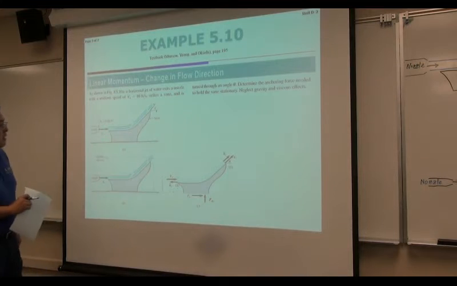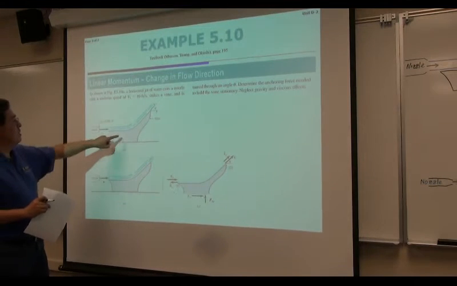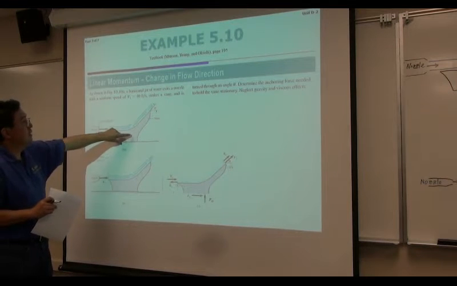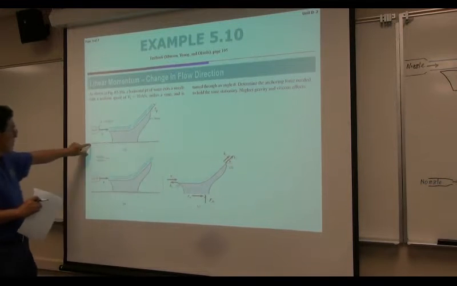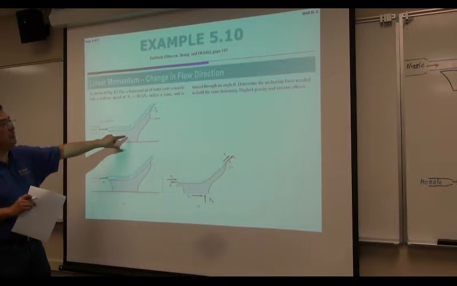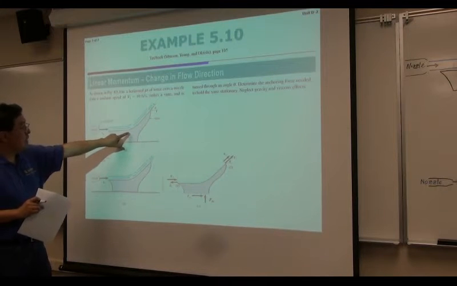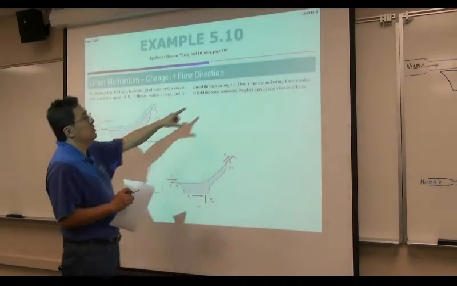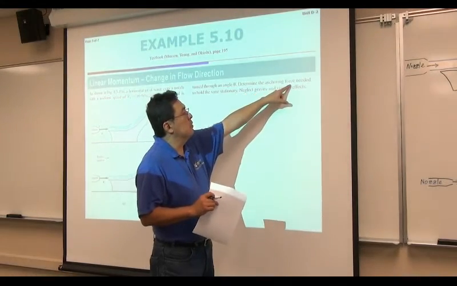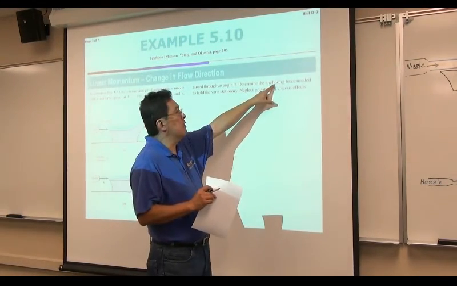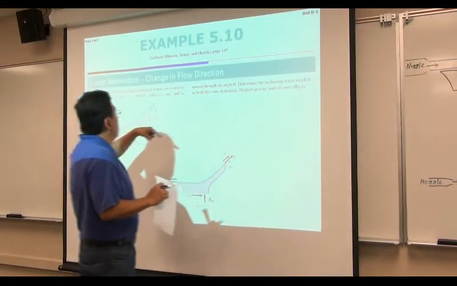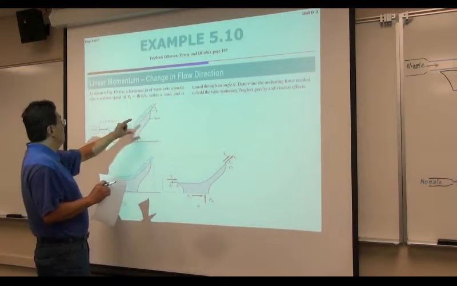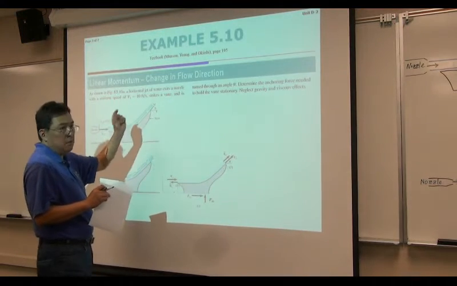Okay? So keep that in mind. This is the vane which is not moving, so it's fixed to whatever this thing is attached to. If it's not moving, you're going to have a reaction force involved. So let's determine the anchoring force, which is equal and opposite to the reaction force, actually the force developed due to this change of momentum.